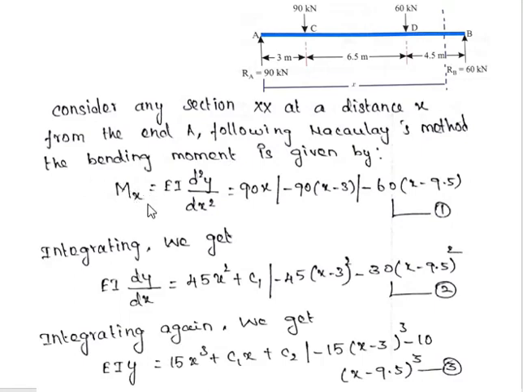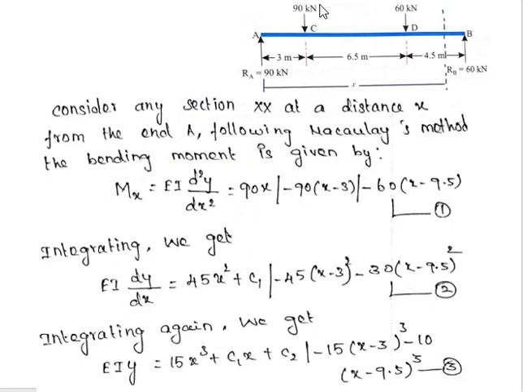So the bending moment equation: M x equal to EI d square y by dx square equals RA, the left hand side RA, 90 into x. Same thing, load into distance. That formula is used here. The 90 kilonewton is reacted upwards, so it is positive in bending moment. If a concentrated load is acting upward, it comes in positive. So 90 into x, where the total distance up to the section is x. So we take 90 into x.